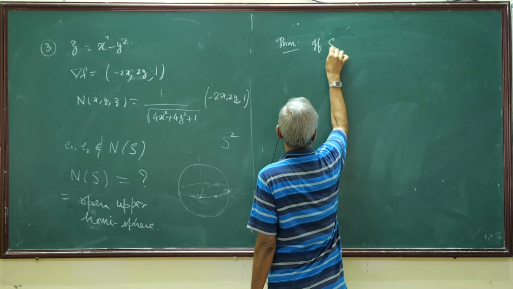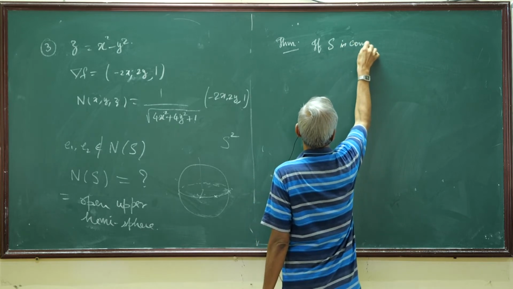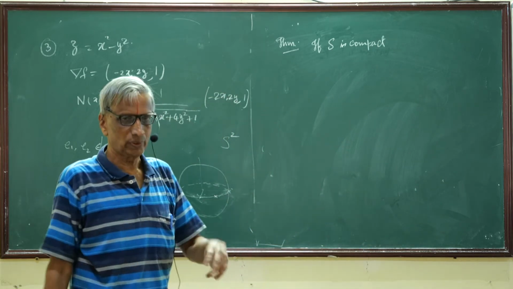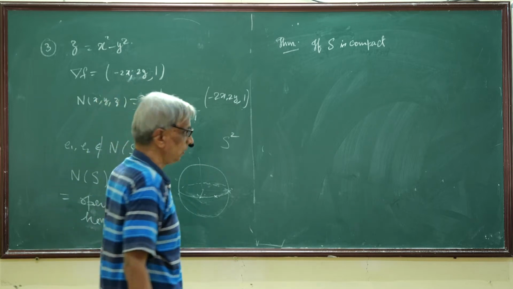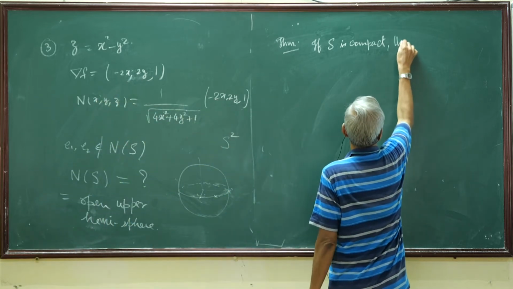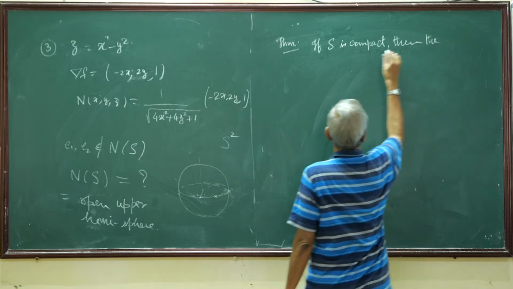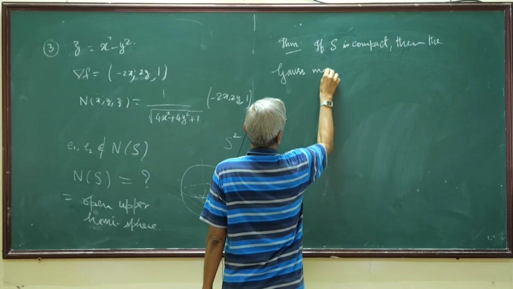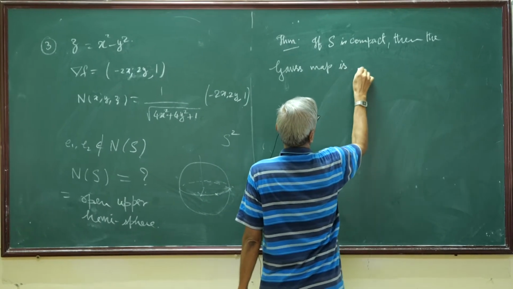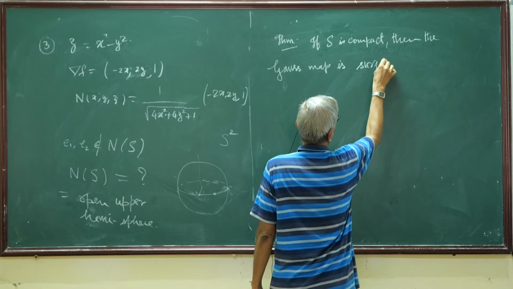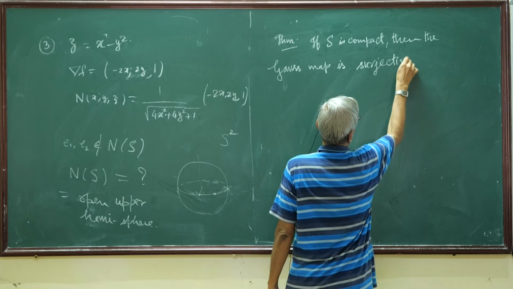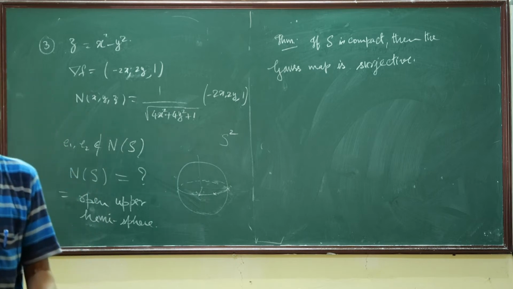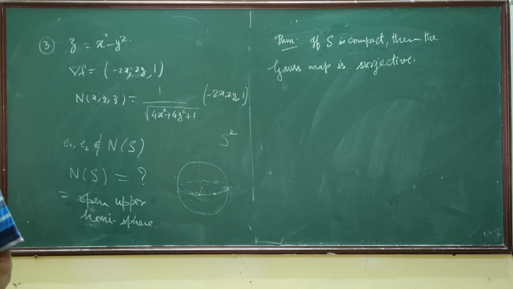If S is compact, because all other assumptions we already made in general, right? Oriented, connected, and so on. If S is compact, then the Gauss map is onto. The image is the whole of the sphere. Okay. The image of the Gauss map.